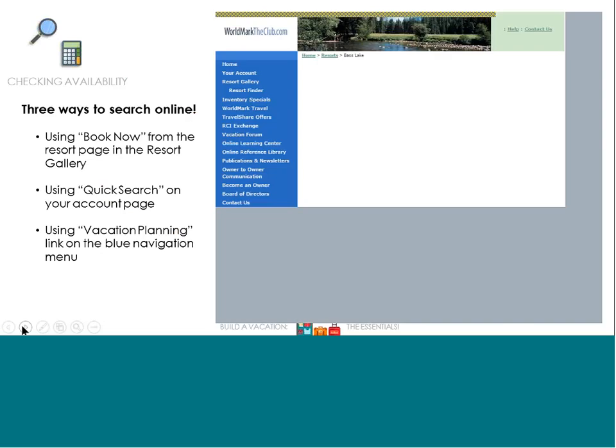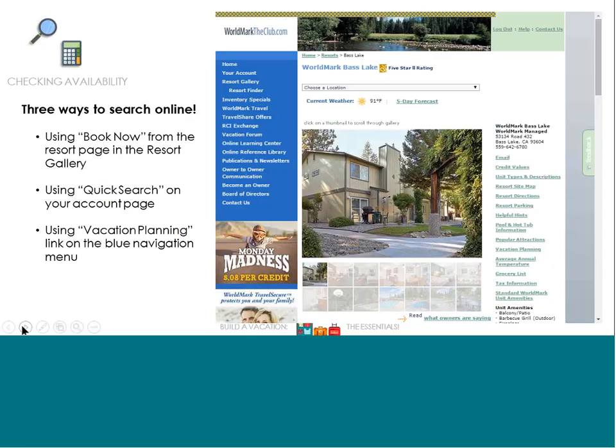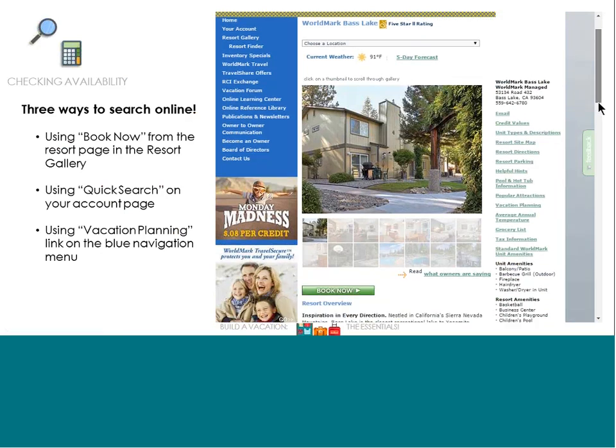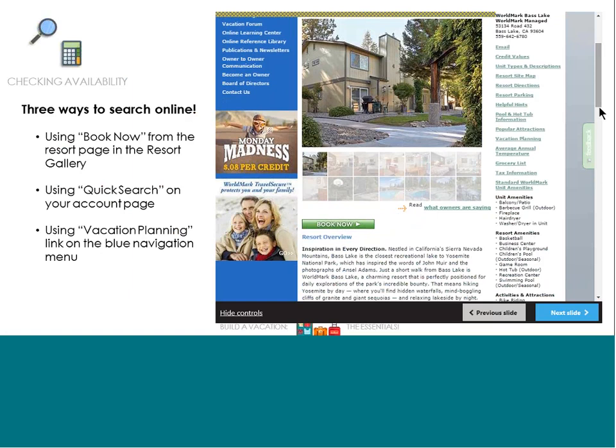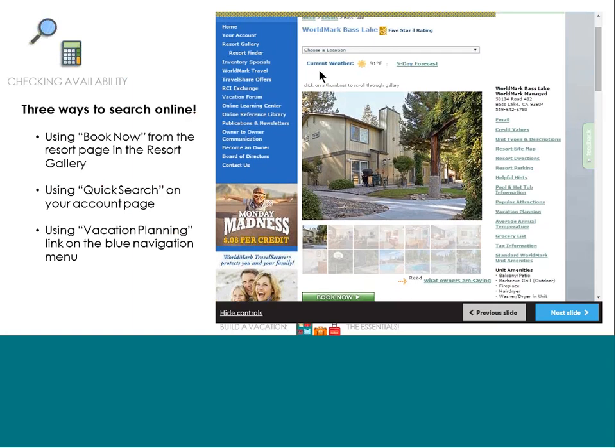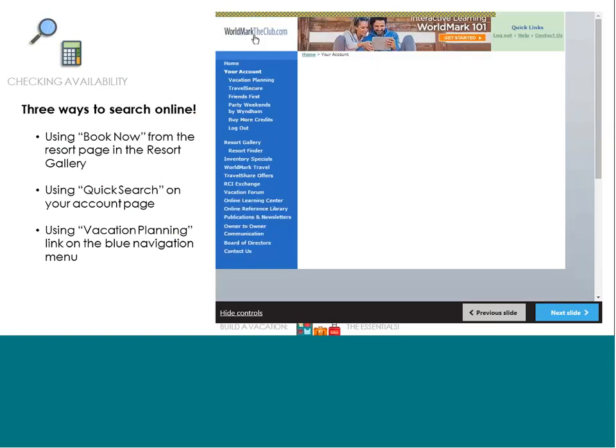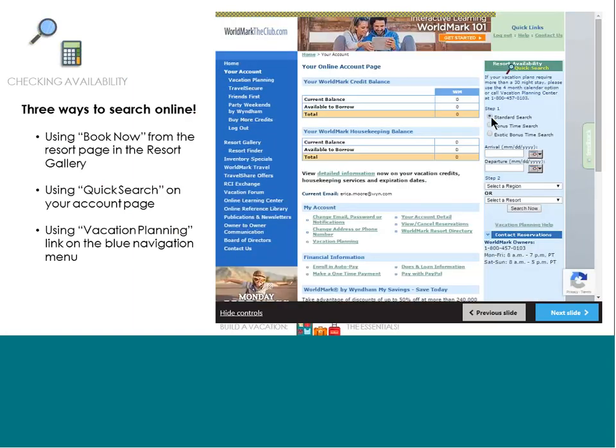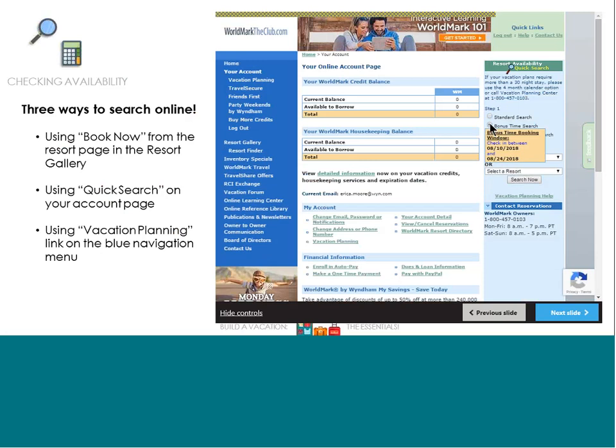Now there are several ways to search for availability online, and you can choose a method that works best for you. From the resort pages, you always have the Book Now option, which will take you to the search page. If you go up to your account page, you can always use the Quick Search option. And this is a great way to search for bonus time.